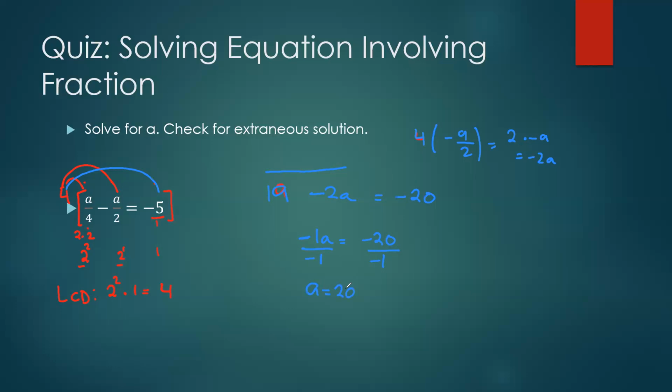Now, just because you have an answer doesn't mean it works. You got to check. So we'll check it. Go back to the original and replace A with 20. So it would be 20 over 4 minus 20 over 2. Does that give you a negative 5? 20 divided by 4 is 5, minus 20 divided by 2 is 10, equals negative 5. And then 5 minus 10 is negative 5, equals negative 5, which is true. So this means that your final answer is A equals 20.